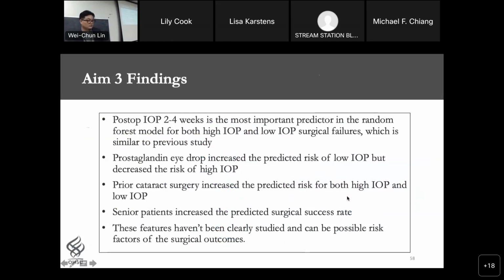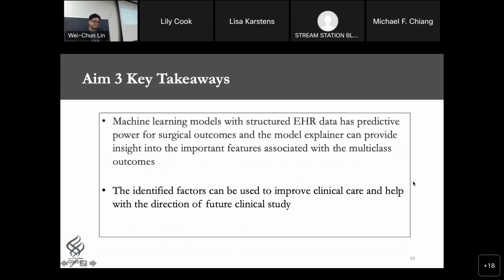And we also found some interesting features, like postglaucoma eye drop use before the surgery, prior cataract surgery, and the linear relationship of the age and the surgical success rate. These features haven't been clearly studied, or the results are controversial, so they can be possible risk factors of the surgical outcome for future study.